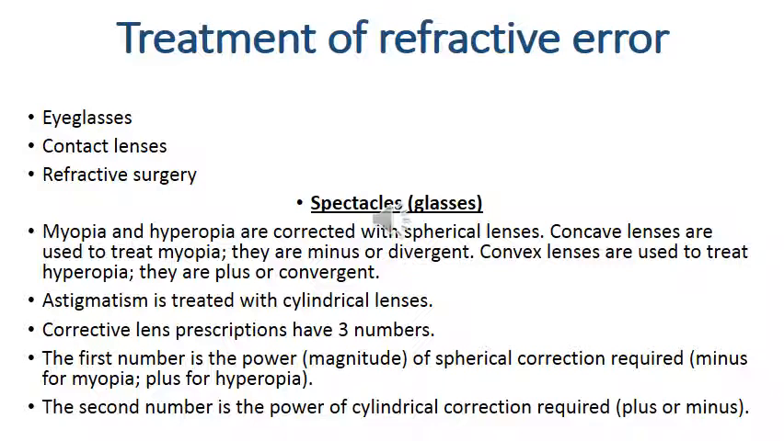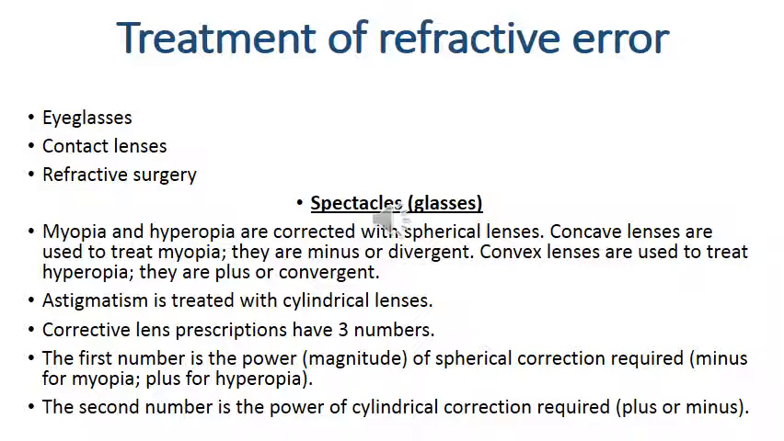A prescription usually includes three numbers. The first number is the power of the spherical correction, which is either minus or plus, as we mentioned previously. The second number is the power of the cylindrical correction, which is either plus or minus. The third number is usually the axis of the cylinder.